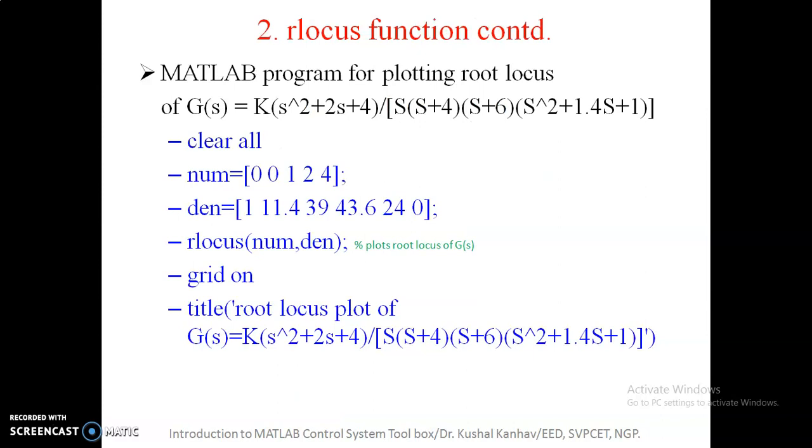Now this is the MATLAB program for plotting the root locus. I have taken an example of the transfer function G of s is equal to k into (s square plus 2s plus 4) upon s into (s plus 4) into (s plus 6) into (s square plus 1.4s plus 1). So in this function you will find that in the numerator the highest power of s is 2, and if you solve this denominator polynomial, then you will get the highest power of s as 5.